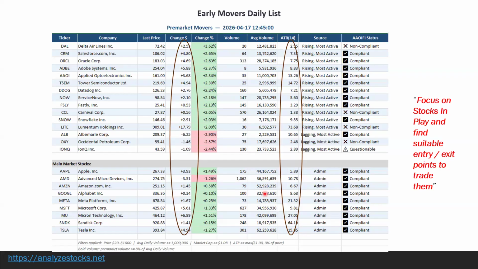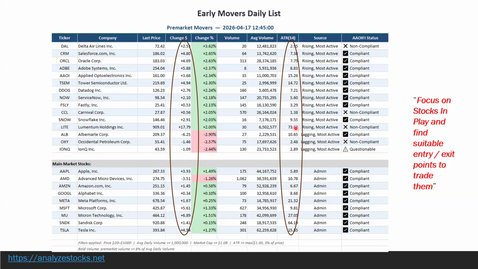So, for example, now we have a number of stocks here, and I will take the example of Light and maybe one more example, Tesla. Why? Light has a pre-market move of $17.79, while its average is 73, in other words, for the last 14 days. So it still has a lot of room to move around within this average.